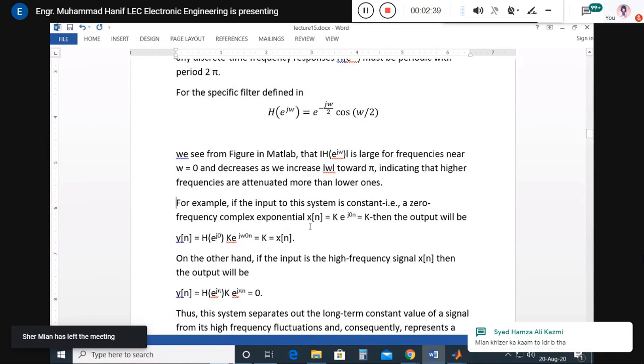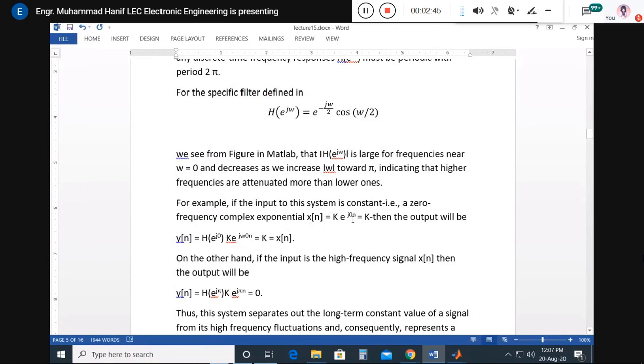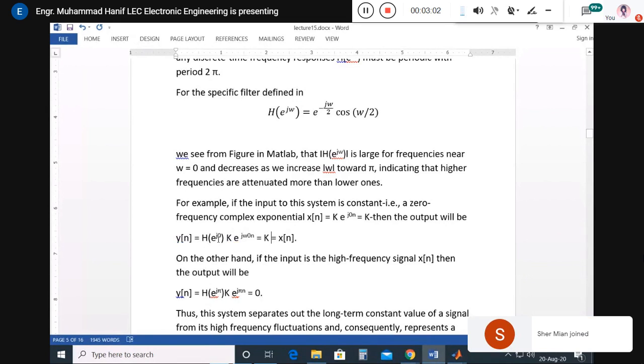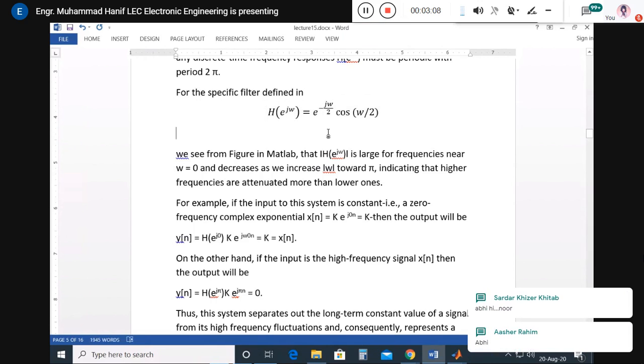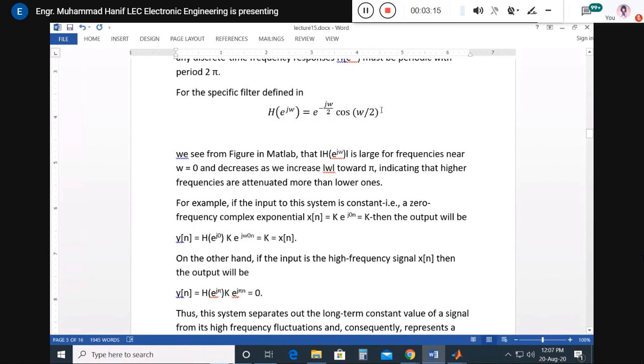if the input to this system is a constant, that is a zero frequency complex exponential x of n is equal to k e raised to the power j0 n, which will be equal to k, that is a constant signal. Then output will be y of n is equal to h of e raised to the power j0 multiplied by k e raised to the power j omega naught n, which will be equal to k, because if we put 0 here for omega in this equation, e raised to power j0 by 2 equals 1 and cos of 0 equals 1. So h of e raised to power j0 is 1 from this particular equation.